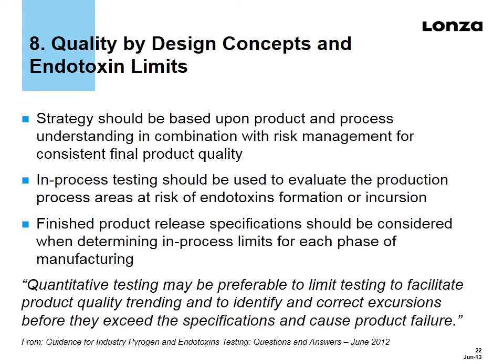The next area addressed in the guidance document is quality by design concepts and endotoxin limits. The document states that strategy should be based upon product and process understanding in combination with risk management for consistent final product quality. It states that in-process testing should be used to evaluate the production process areas at risk of endotoxin formation or incursion. Furthermore, finished product release specifications should be considered when determining in-process limits for each phase of manufacturing.